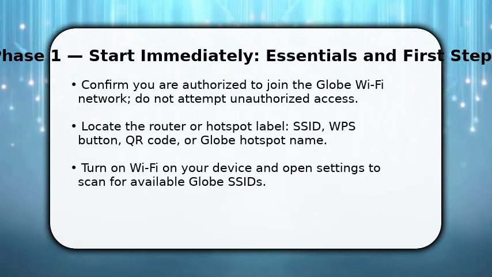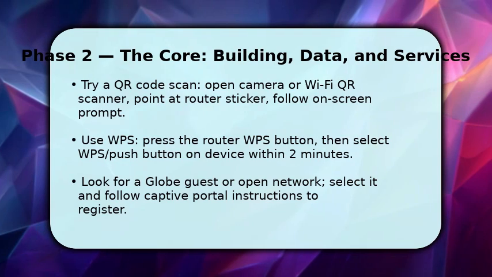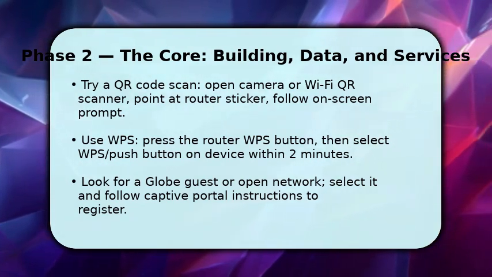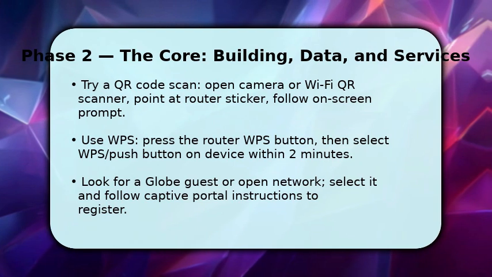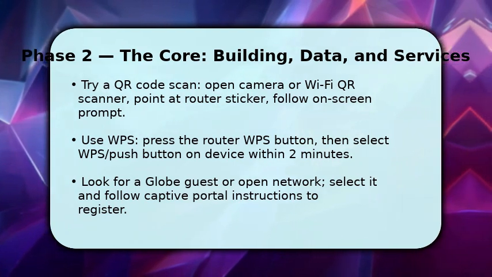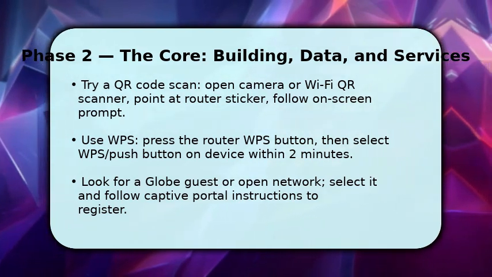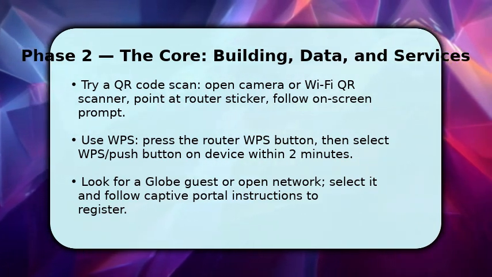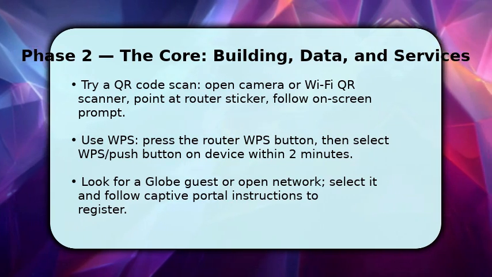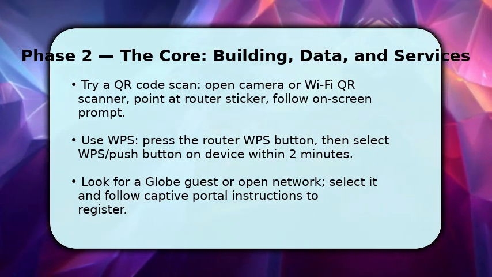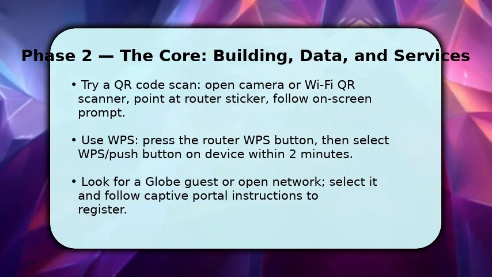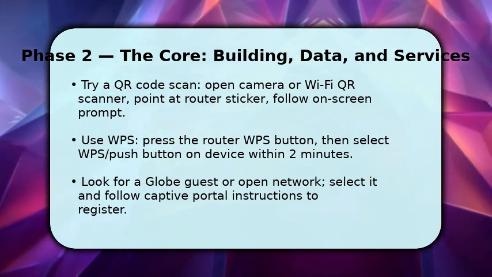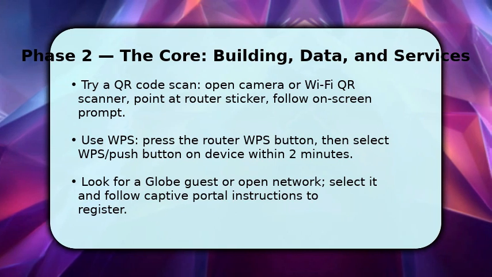Next, use built-in, legitimate options to join. If the router has a QR code, open your camera or a QR Wi-Fi scanner and point it. Follow the on-screen connect prompt and accept security permissions. If there's a WPS button, press it on the router, then tap WPS or push button connect on your device within about 2 minutes. The devices negotiate a secure link automatically. Alternatively, choose a Globe guest or open SSID and complete the captive portal registration. These are endorsed ways to access without entering the main password.